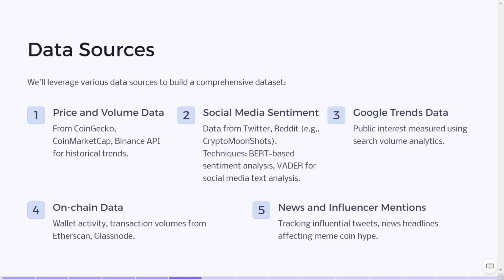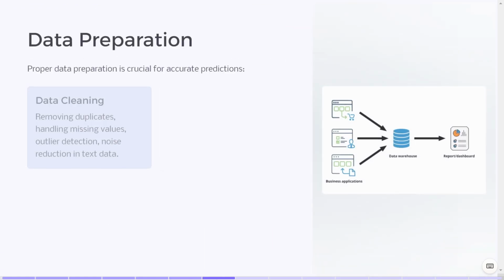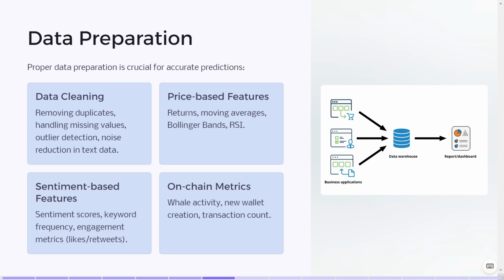We also included Google Trends data to measure public interest in specific meme coins. This provided an additional signal for predicting price movements. On-chain data, such as wallet activity and transaction volumes, was obtained from Etherscan and Glassnode, helping us track whale activity and identify potential price manipulation. Finally, we monitored news and influencer mentions to capture the impact of tweets and headlines, particularly those from high-profile figures in the crypto space.